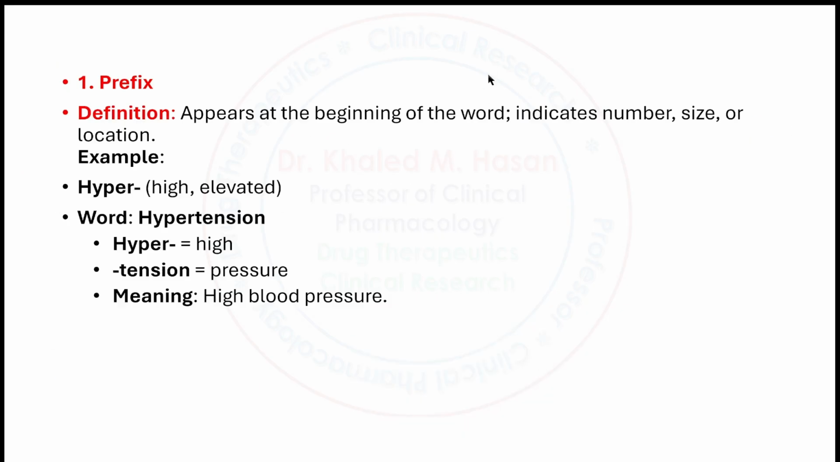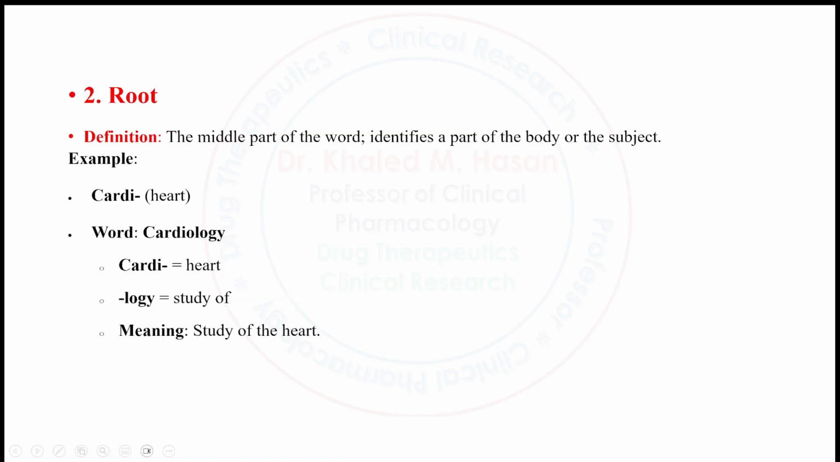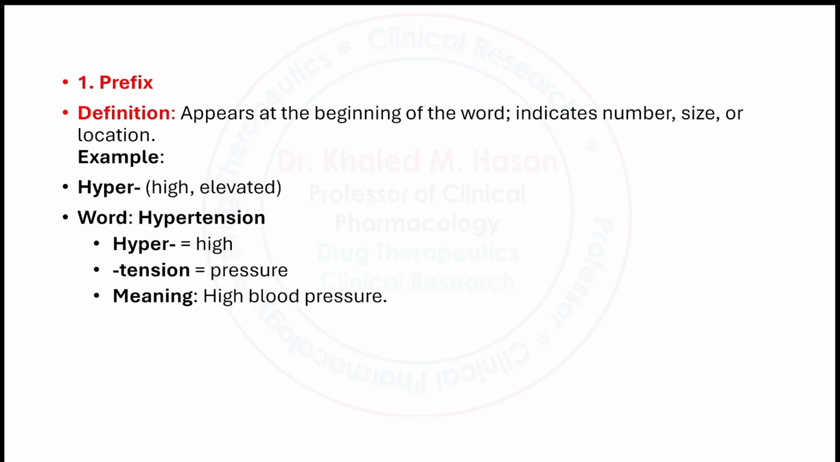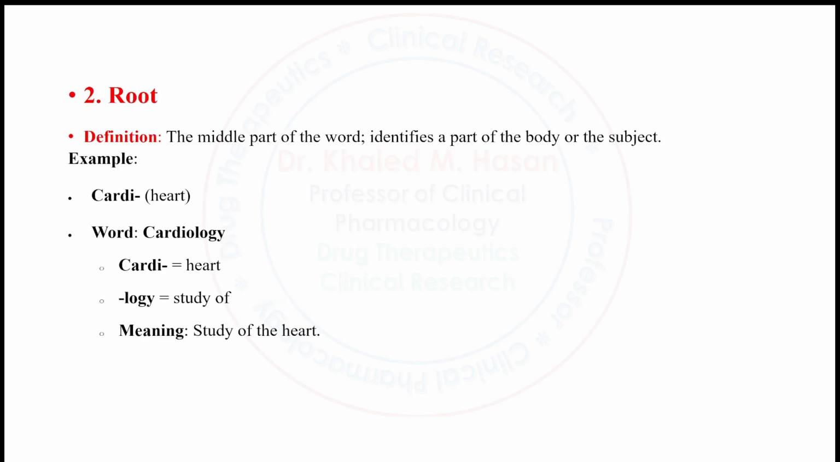Moving to the second medical term, we have cardiology. Here we look at the middle part of the word, the root. The first one was the prefix, which is the first part of the word, such as hyper from hypertension. Then we move to the root. The root, the middle part of the word, identifies a part of the body or the subject.